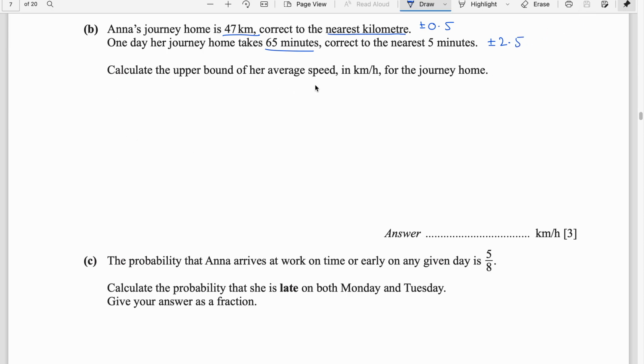Calculate the upper bound of her average speed. So her average speed is total distance over total time. In order to calculate the upper bound, the numerator has to be more and the denominator has to be less. So we are using the upper bound of the distance, which is 47 plus 0.5, and the lower bound for the time, which is 65 minus 2.5. And to give the answer in kilometers per hour, we have to change this into hours. And we get 45.6.